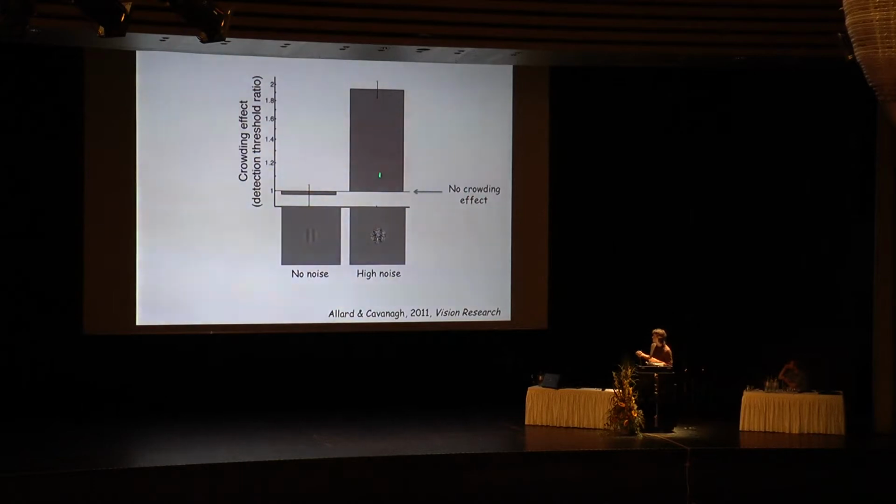But in high noise, we get a huge crowding effect. Detection thresholds are higher when the flankers have the same orientation as the target, that is vertical. So this suggests that this is processed as a recognition task and not as a detection task.